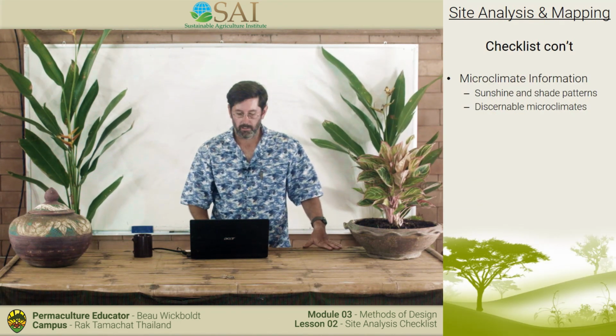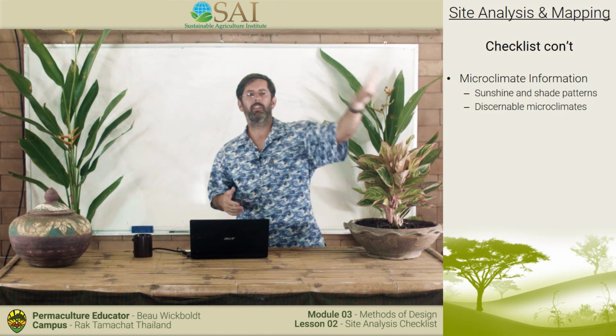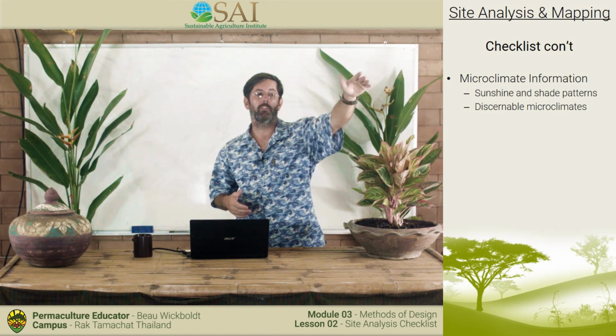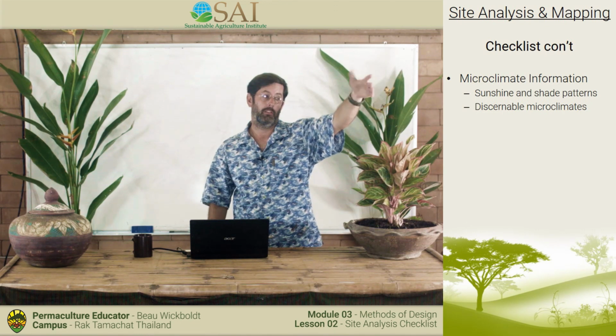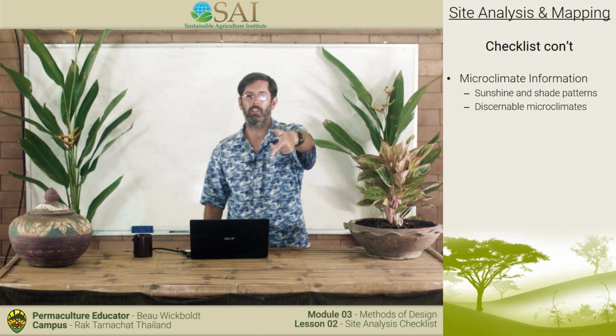Microclimate information, sunshine and shade patterns. So if I look at an existing site and I see these really nice big trees, I also have to appreciate those big nice trees make shade. Where's the shade pattern? Where do they shade? Don't put a garden in the shade.